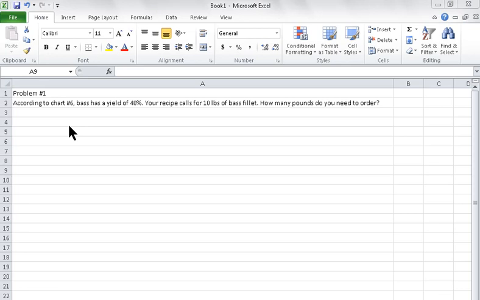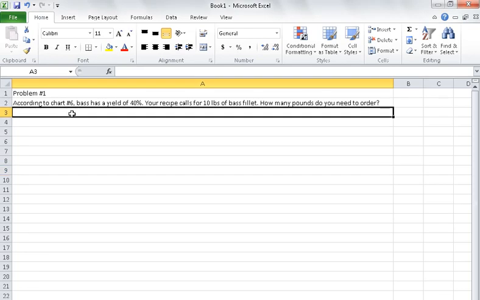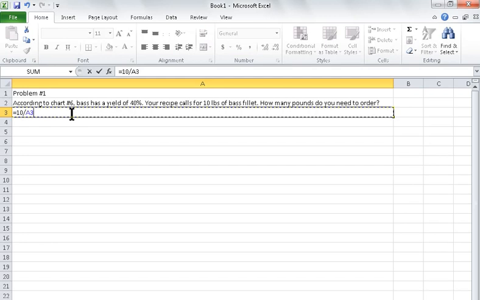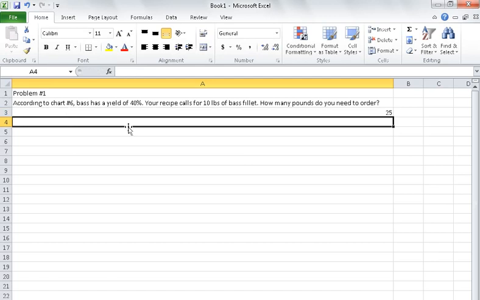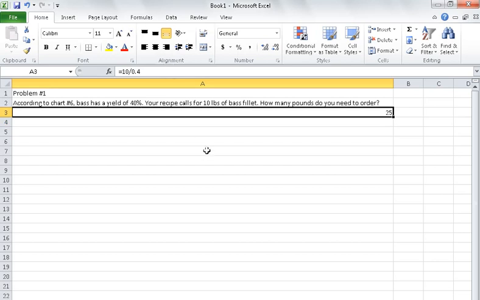Is that correctly stated? Yes. Okay. So, let's then divide 10 pounds, which is our EP, by 0.4. And what answer does that give us? 25. Gives us 25 pounds. So we need to have 25 pounds of AP bass in order to end up with 10 pounds EP for our recipe. All right, great.